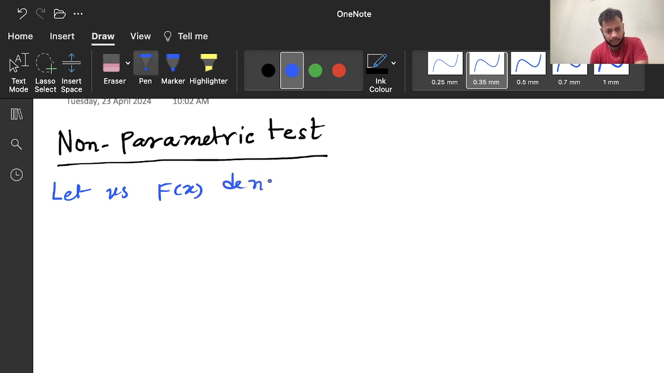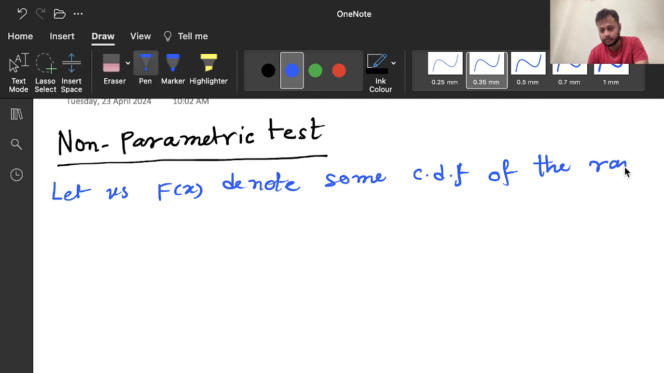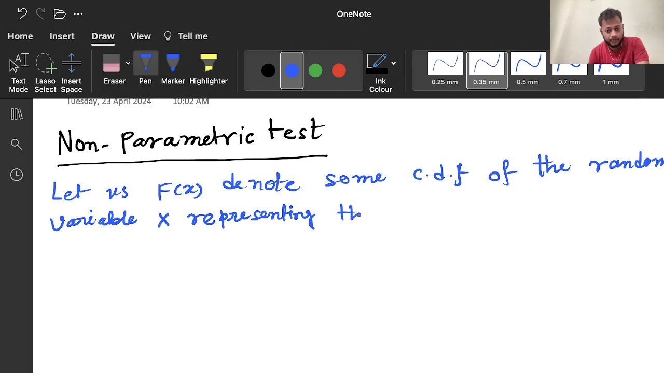So let F of x denote some cumulative distribution function, CDF, of the random variable X representing the random outcomes of an experiment.